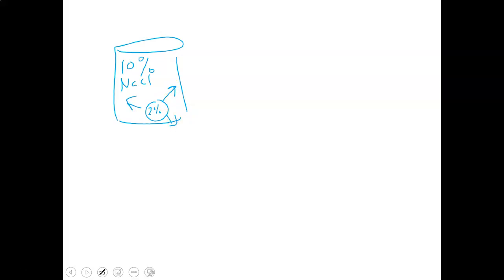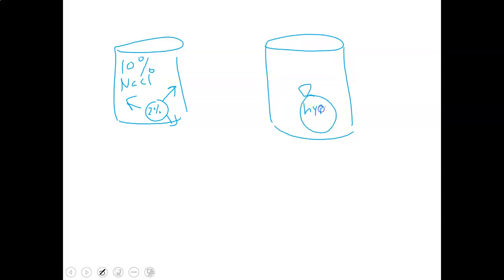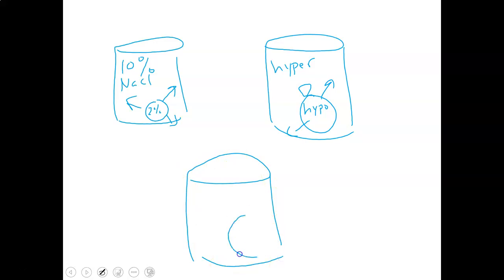Now, I'll ask you a variant of that question. Right? I take a bag containing a hypotonic solution and place it into a beaker. What's going to happen? Well, if this is hypo, then this must be hyper, and the net movement of water will be this way. I can also ask the same question like this. I take a beaker containing a hypertonic solution and place a selectively permeable bag inside. What's going to happen to the bag? Well, if this is hyper, then the bag must be hypo. Same scenario, right?